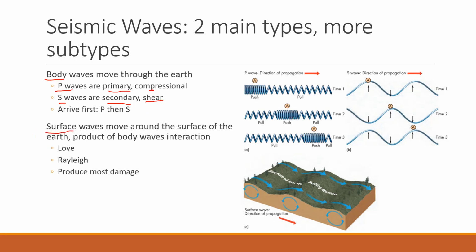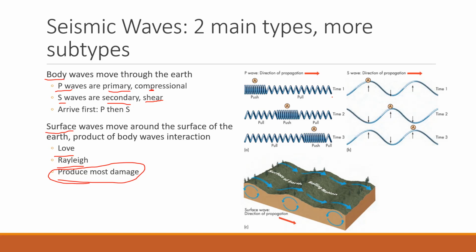Then we have surface waves, which move along the surface of the earth. They will be the product of body waves interacting with different surfaces. So these are called Love waves and Rayleigh waves. The surface waves cause the most damage. These are the things that really cause an impact. They come in last.